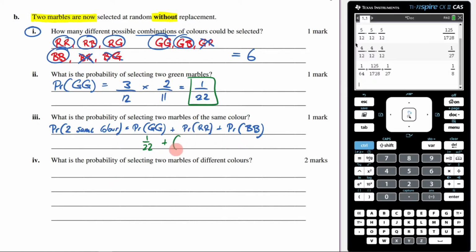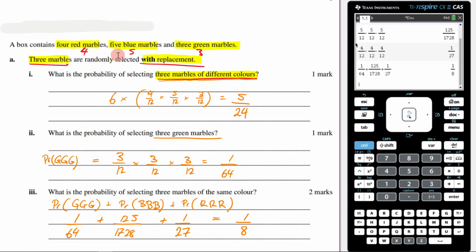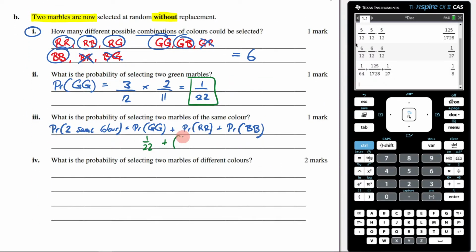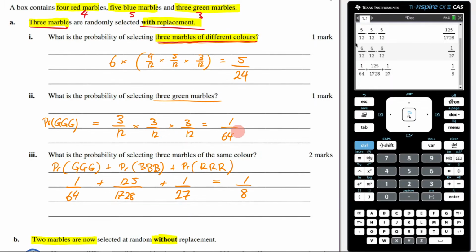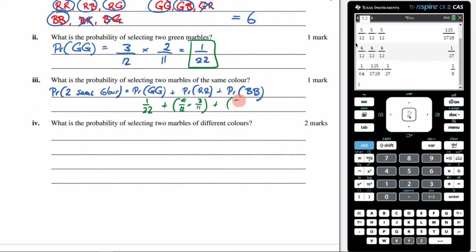So now we're just going to repeat that process. To find red, red, well, how many reds are there? This is where I'm going to have to remember. I don't remember how many reds. There were 4 reds, 4 red marbles. So that means it's going to be 4 on 12 times 3 on 11. So you always have to make sure to reduce it. Blue, blue, how many blues were there? I can't remember. There were 5 blues. So that means you're going to get 5 on 12 times 4 on 11.